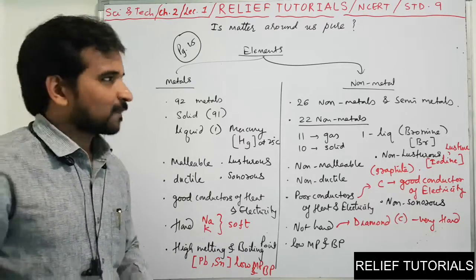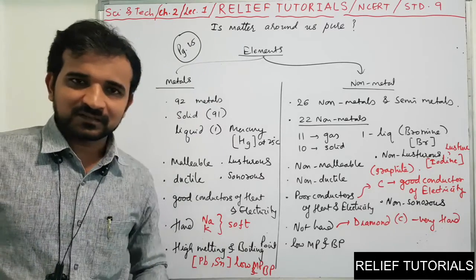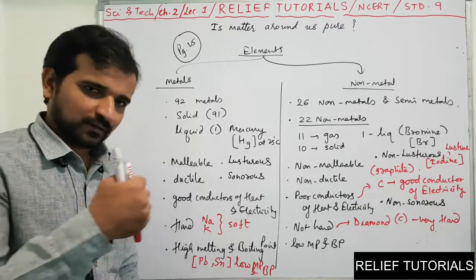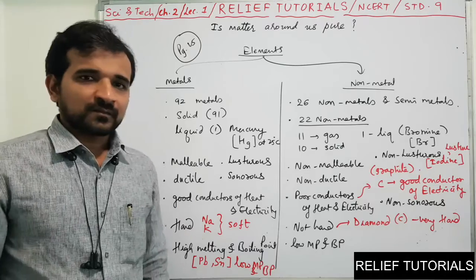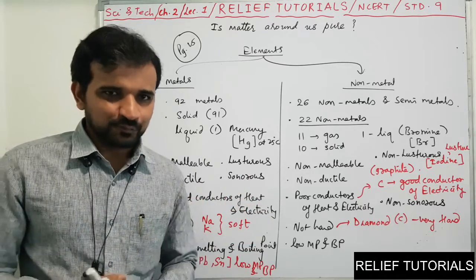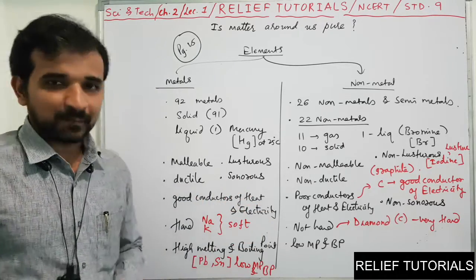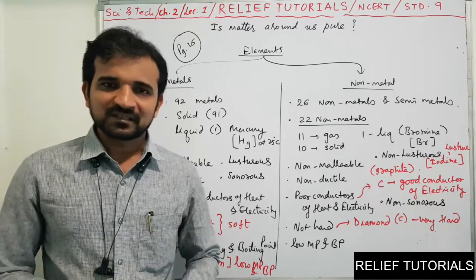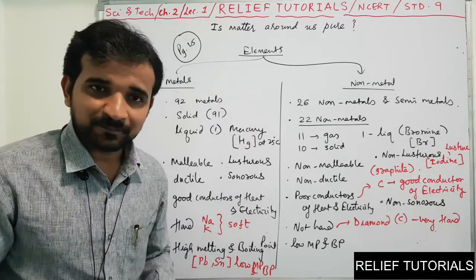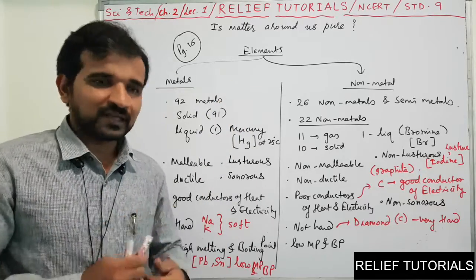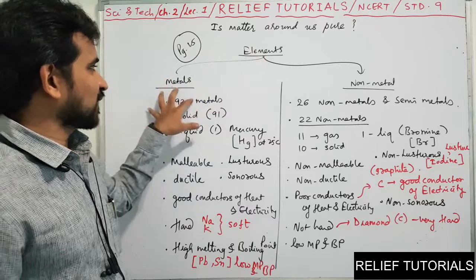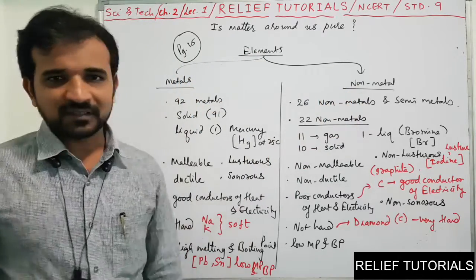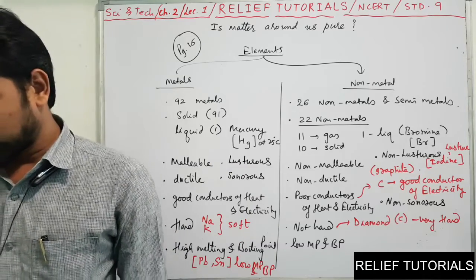So what have we seen today? What is matter? Matter is a substance which occupies space, has volume and also has some mass. Whatever things you see around you are matter. Matter is basically made up of fundamental substances called elements. Every matter is made up of elements. Elements are of two types, metals and non-metals. We have seen the comparison between metals and non-metals.